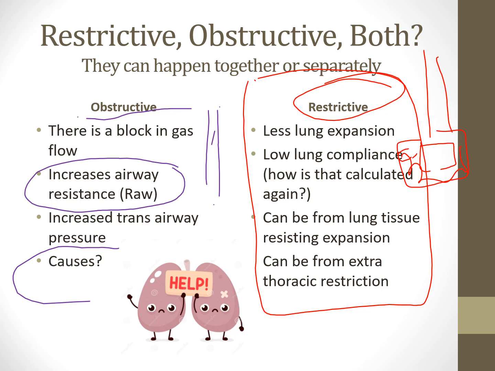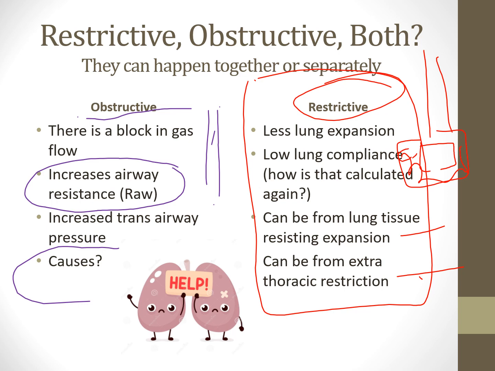Do you guys remember the calculations for resistance and compliance? I hope you do, because you're going to need those throughout the whole program and in the field too. So lung compliance, how is that calculated? It's the change in volume over the change in pressure. So it's mLs per centimeter of water. Normal for a spontaneously breathing person is around 100 mLs per centimeter of water. And hopefully you remember that. But the big things with this, if it's a restrictive issue, it can be lung tissue being the issue, or it can be something extrathoracic that's doing it.